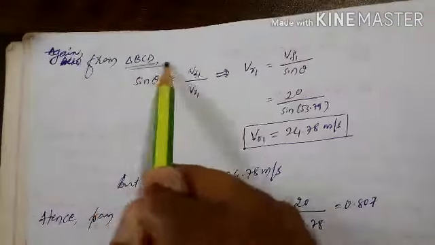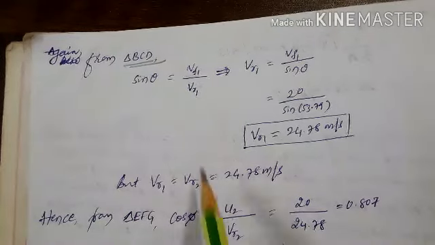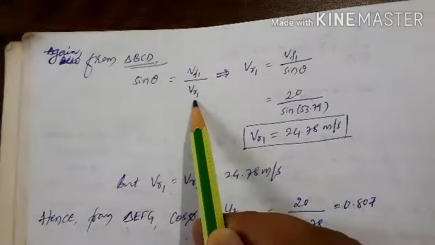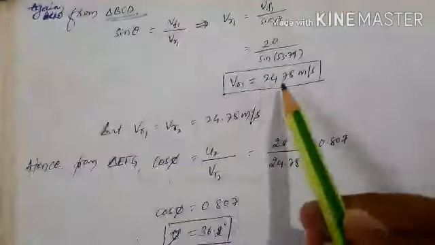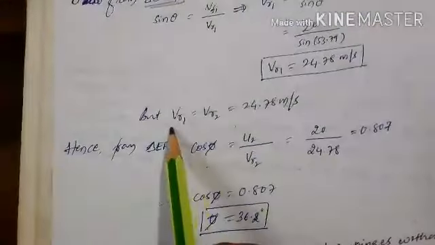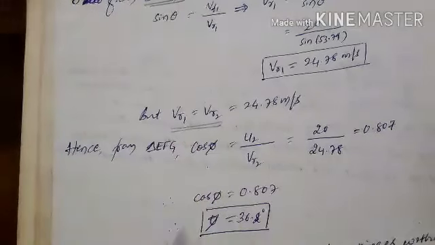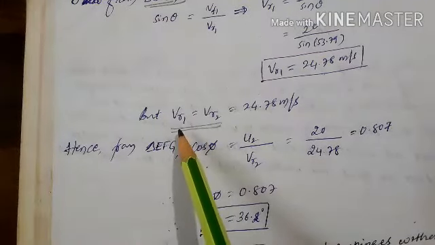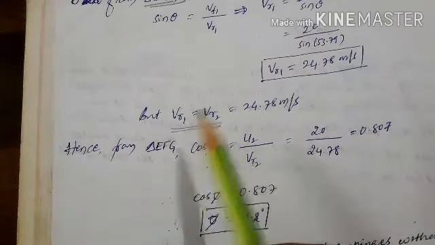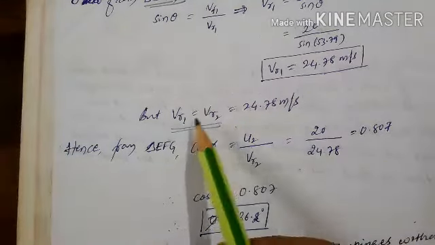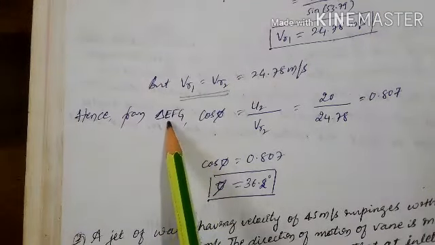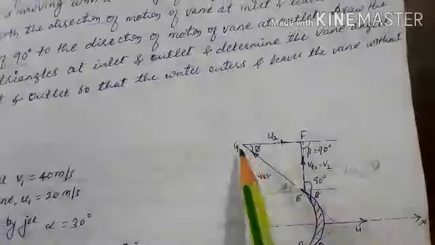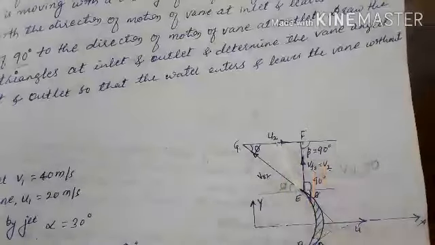From triangle BCD, once again refer to the inlet velocity triangle. Sin theta is VF1 by VR1, then VR1 you will get 24.78. But VR1 is equal to VR2 because the passage of the blade is assumed very smooth, there is no frictional loss, hence VR1 is equal to VR2. Then refer to the outlet velocity triangle, triangle EFG.